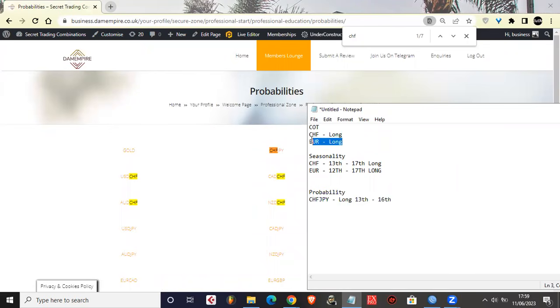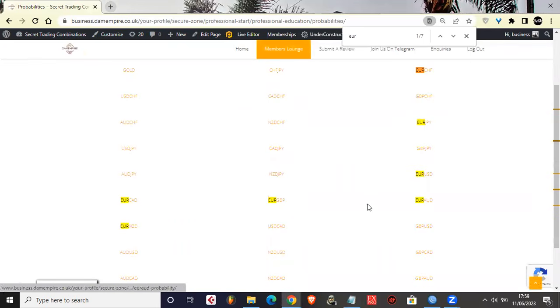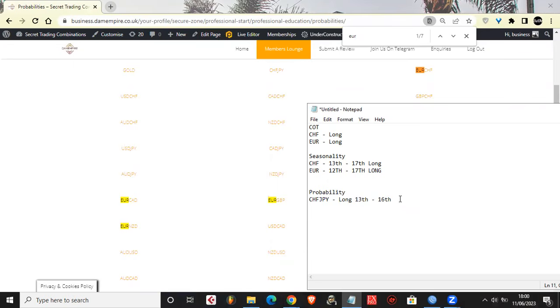And then we can do the same thing for euro. All I need to do is select euro right here, and then it's going to highlight all the euros. I can open them up and check the percentage of win. So for the guys that have the membership, I've already done this heavy lifting for you. You can just go check the euro and get the probability, and then use that to trade your assets.